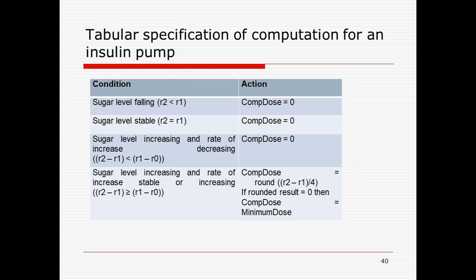So here is an example of the tabular specification for the insulin pump. That is, the level of dose of the insulin being calculated depending on whether the sugar level is falling, stable, or increasing, the rate of increase, etc. So this is how the tabular specification can be written.